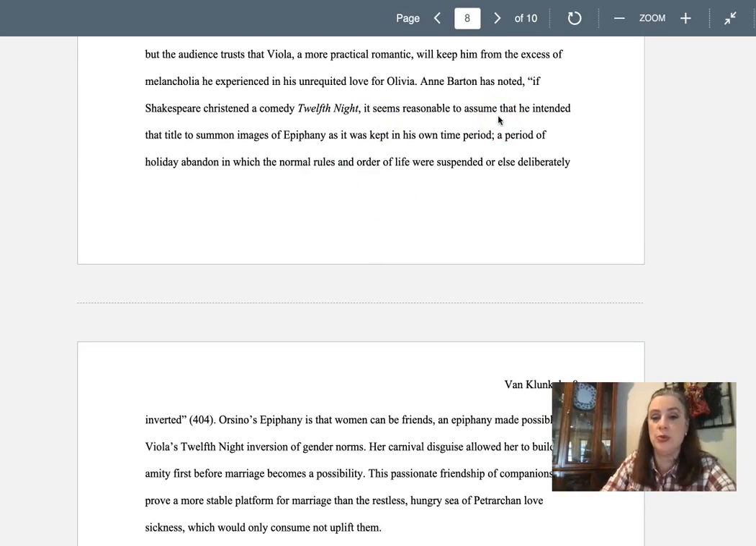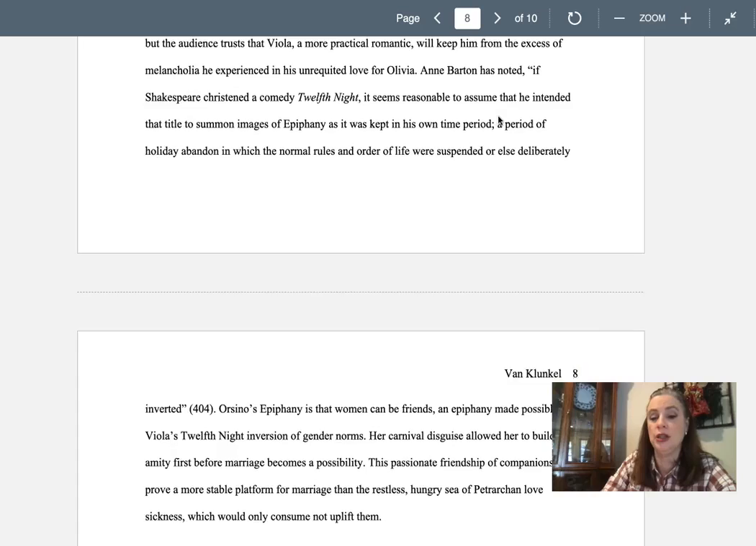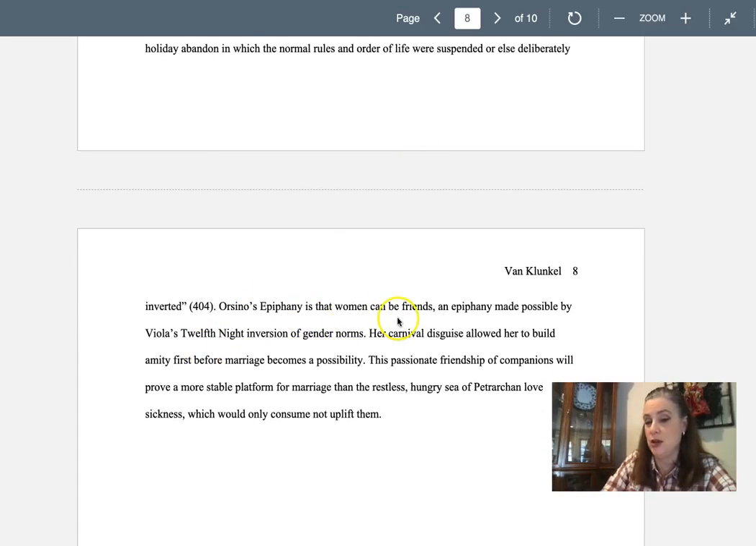Anne Barton has noted if Shakespeare christened a comedy Twelfth Night, it seems reasonable to assume that he intended the title to summon images of Epiphany, as it was kept in his own time period, a period of holiday abandon in which the normal rules and order of life were suspended or else deliberately inverted. Orsino's epiphany is that women can be friends, an epiphany made possible by Viola's Twelfth Night inversion of gender norms. Her carnival disguise allowed her to build amity first before marriage becomes a possibility. This passionate friendship of companions will prove a more stable platform for marriage than the restless, hungry sea of Petrarchan love sickness, which would only consume and not uplift them.